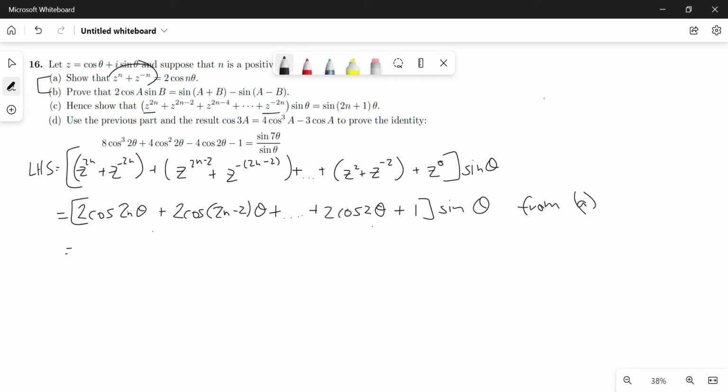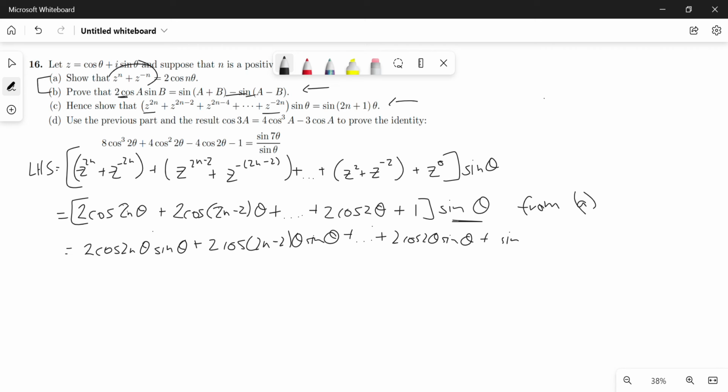Now, what I'm looking for has sine here, so let's have a look at this, because this has some coses in it and it becomes some sines, and it's cos sine, but don't forget we've got this sine here. So if I times every term by that sine, that might help me. Let's have a look. So 2 cos (2n minus 2) theta sine theta, going all along to 2 cos 2 theta sine theta, and then the last one would be sine theta.